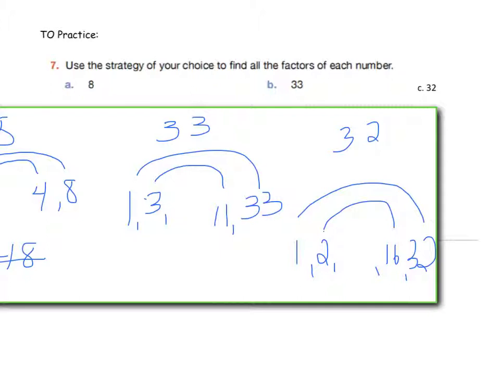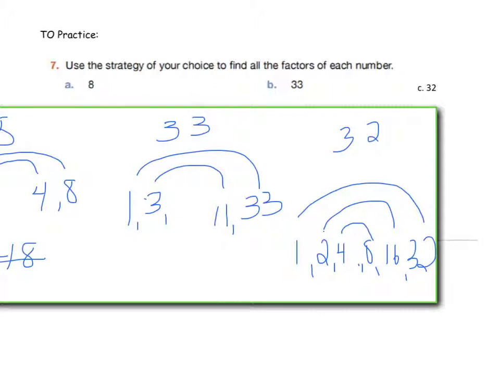3 times anything. Well, 3 times 10 is 30. 3 times 11 is 33. No, that's not going to work. 4 times anything. 4 times 8 is 32. Perfect. That's my next one. Oh, I hope I don't have a whole lot more. I don't have a lot of room.